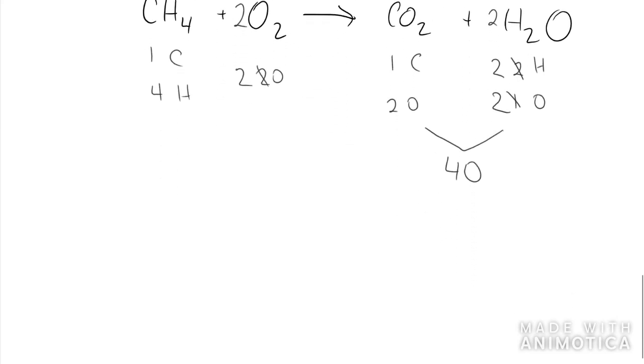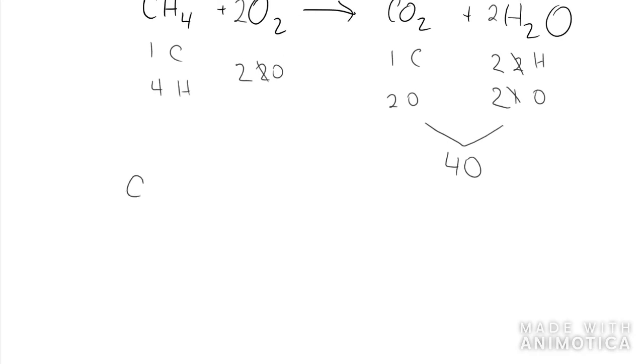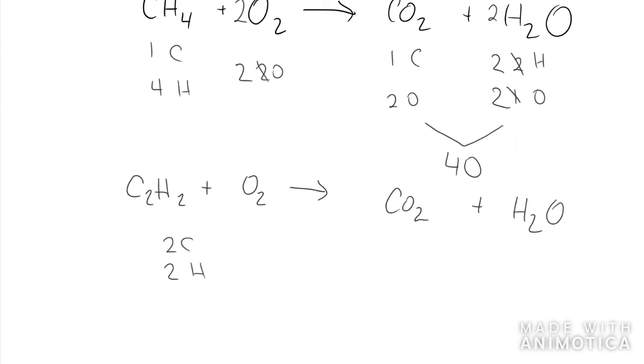Let's try another one. So an acetylene torch is used to weld metals. So this is actually going to be an ethane, or similar to one. It's only going to have 2 carbons, and we're going to react it with oxygen. And as always with combustion, it's always going to give us carbon dioxide and water. Now we have to balance. 2 carbon, 2 hydrogen, 2 oxygen, 1 carbon, 2, 3, and 2 hydrogen.